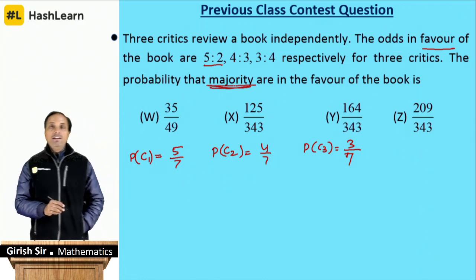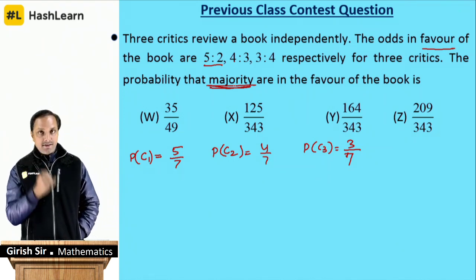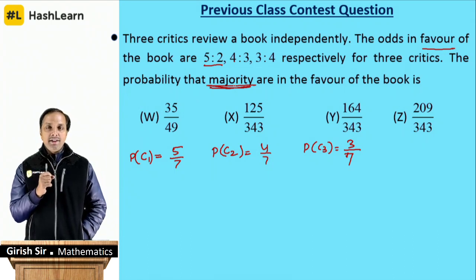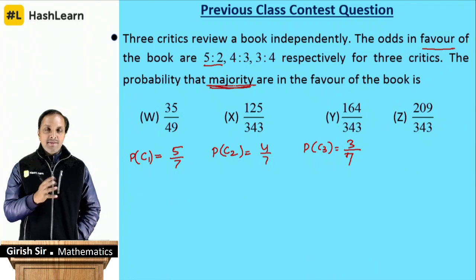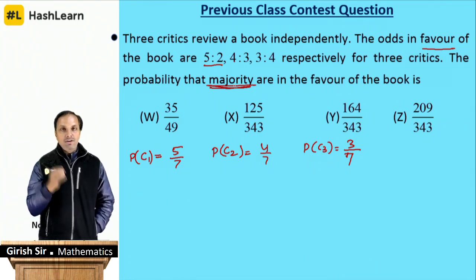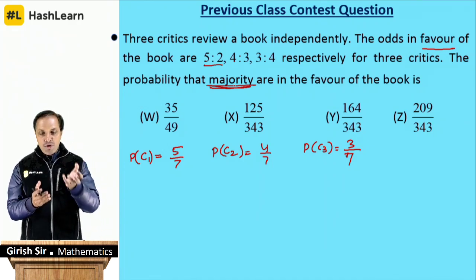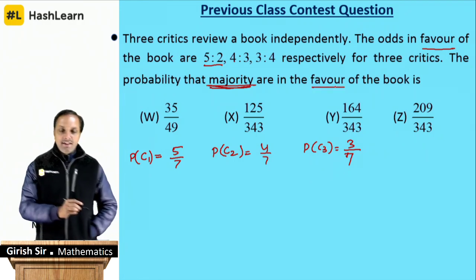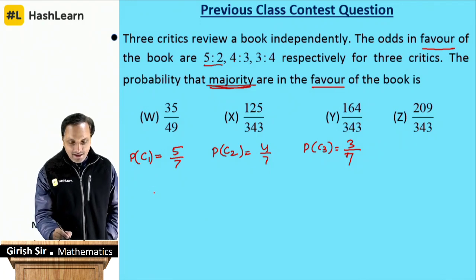Majority. What is the meaning of majority? Majority means there are 3 critics. Majority is nothing but 2:1 is a majority. All the 3, that is also called a majority. Majority means the number should be more which are obeying the review. So let me write it clearly.